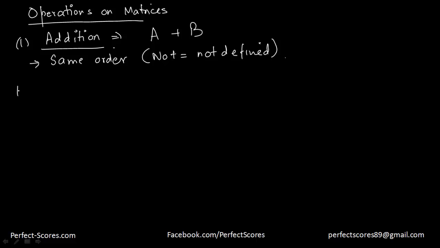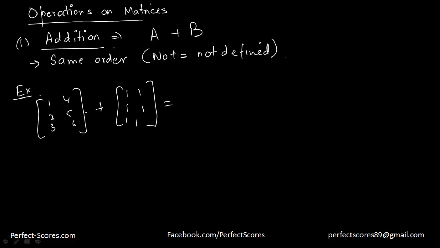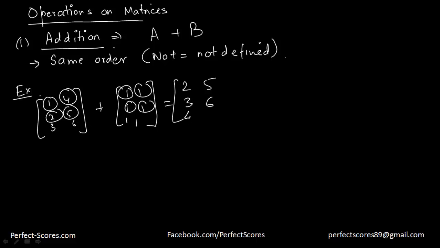So, for example, if I want to add this matrix, 1 2 3 4 5 6, with 1 1 1 1 1 1, then 1 plus 1 will become 2, 4 plus 1 will become 5, 2 plus 1 will become 3, 5 plus 1 will become 6, 3 plus 1 will become 4, and 6 plus 1 will become 7. So this is what the addition of the matrix will actually look like.